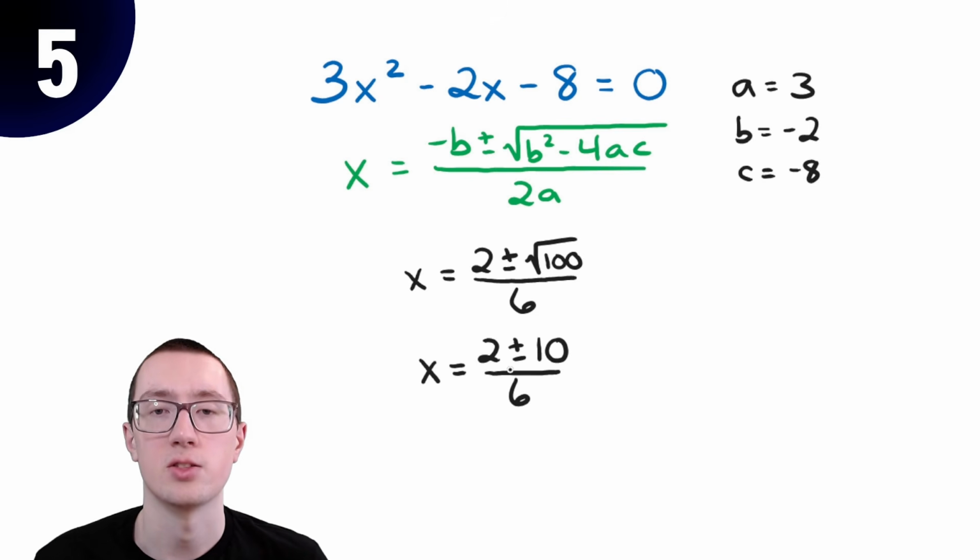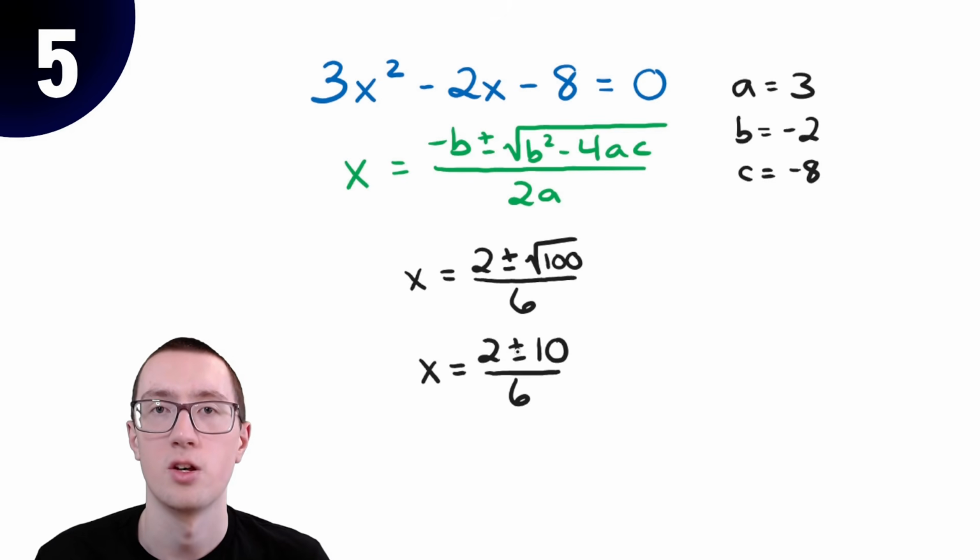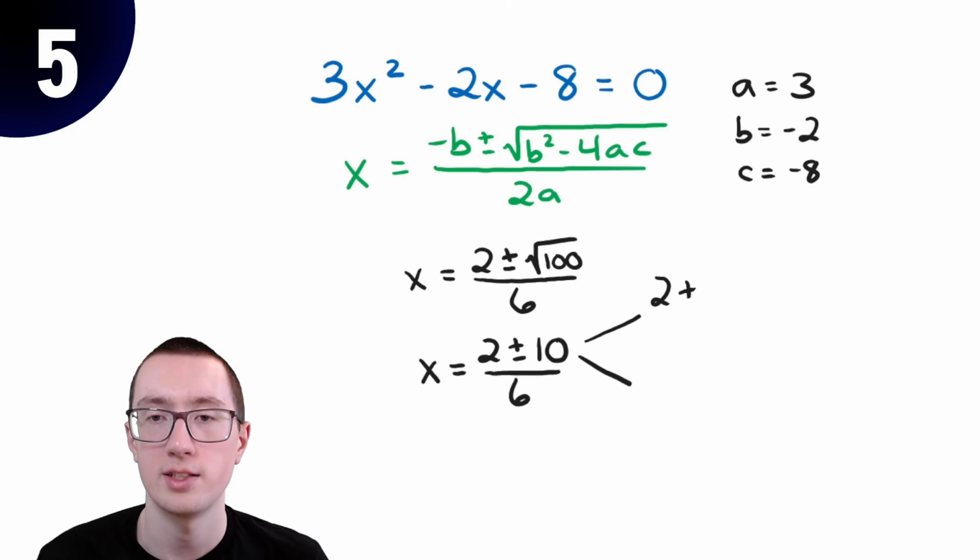And now we don't have anything else to simplify, except for the fact that we have a plus or minus here. And you might have been wondering what this even means. Well, this means that we are actually going to have two answers. There's an answer if this was a plus, and there's an answer if this was a minus. So we need to split this up into two problems. We have 2 plus 10 over 6, and we have 2 minus 10 over 6.